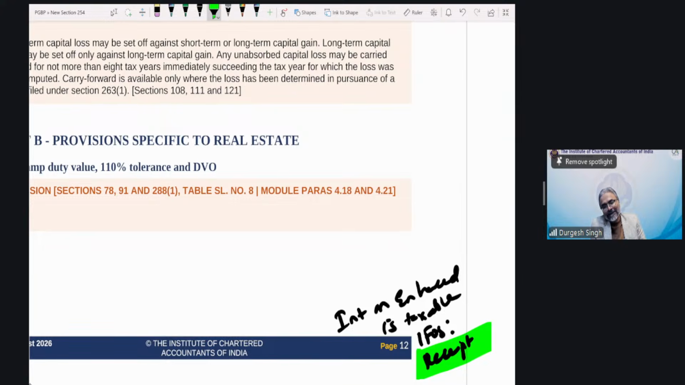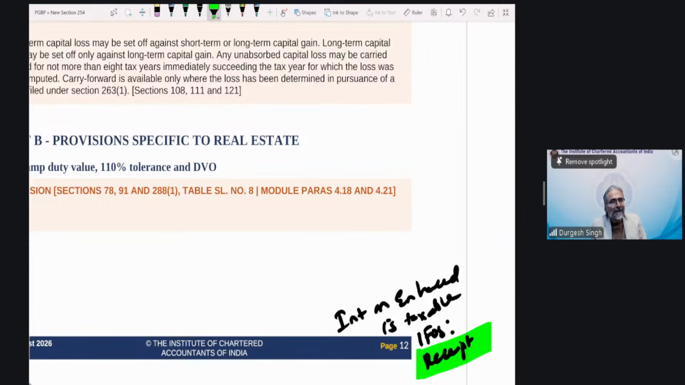Sir, when we receive enhanced compensation, then the tax liability is on receipt basis. Okay. Just find it out. I want the answer by next class, so at least in the next 2 or 3 days. I want the cases. So your homework, friends, is ready.